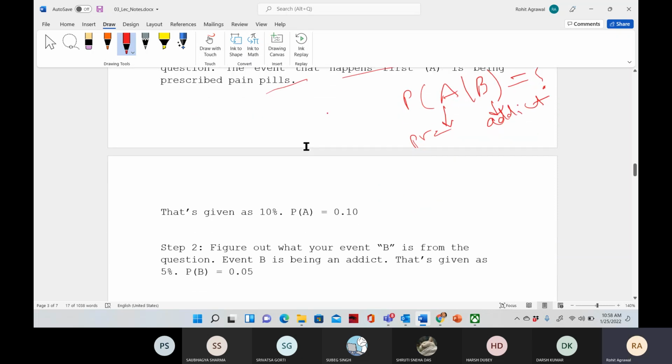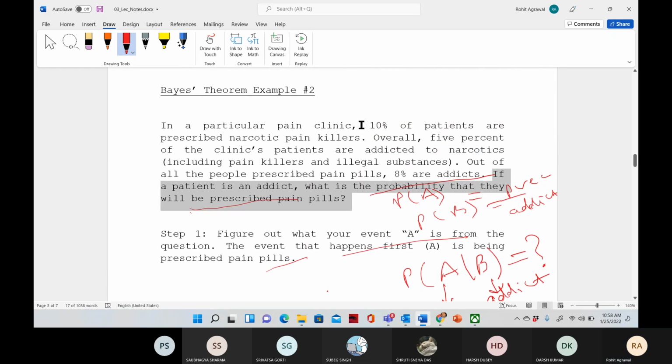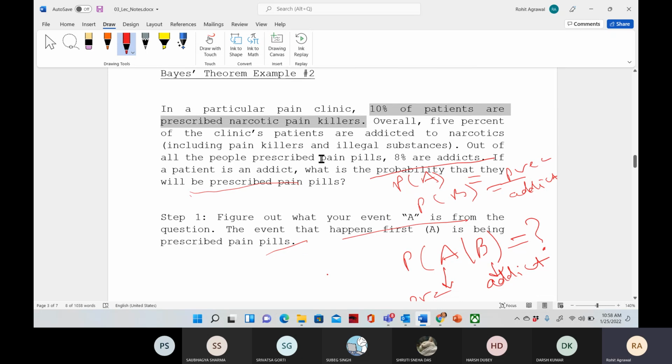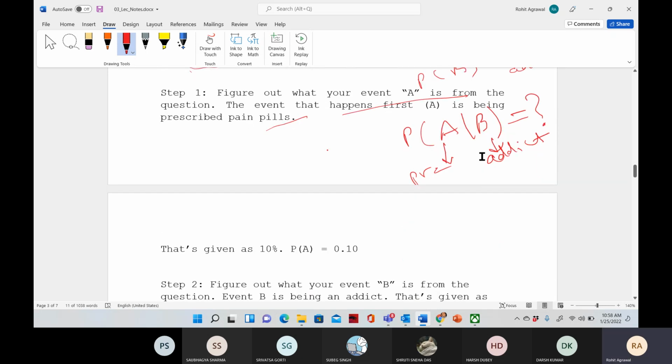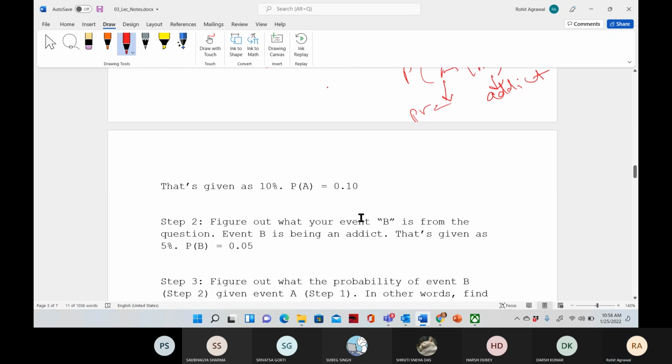ठीक है. So it is given to you 10% of the patients are prescribed narcotics. So this is P of A given to you. ठीक है. Out of all the people prescribed painkillers, 8% are addict. 8% जो है हमारे वो addicts हैं. ठीक है.